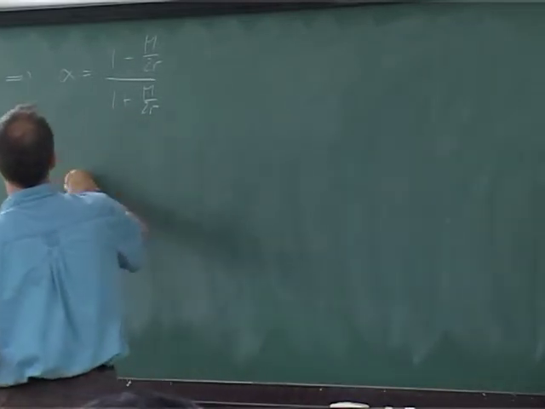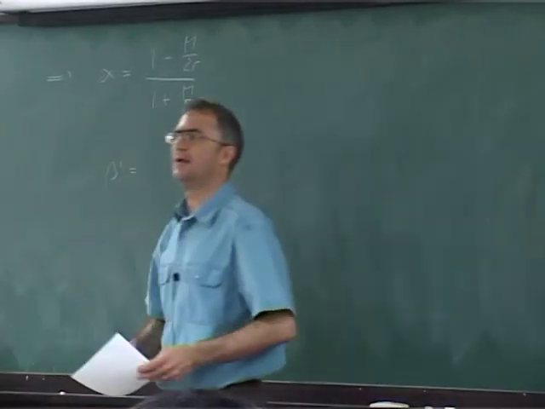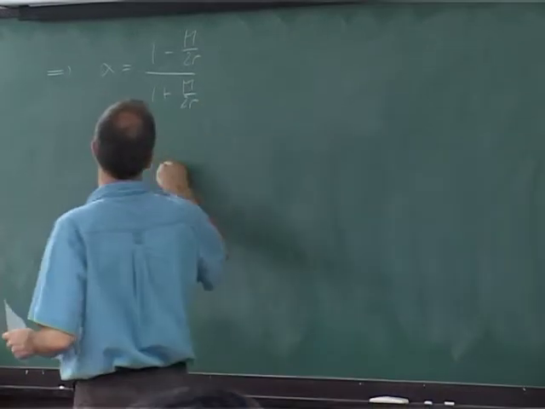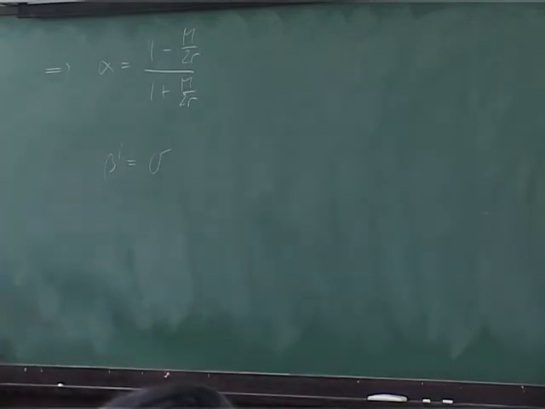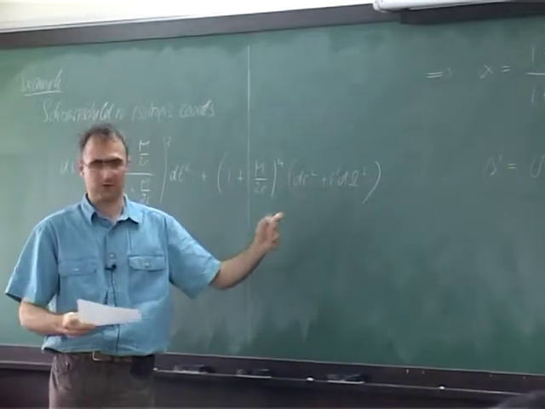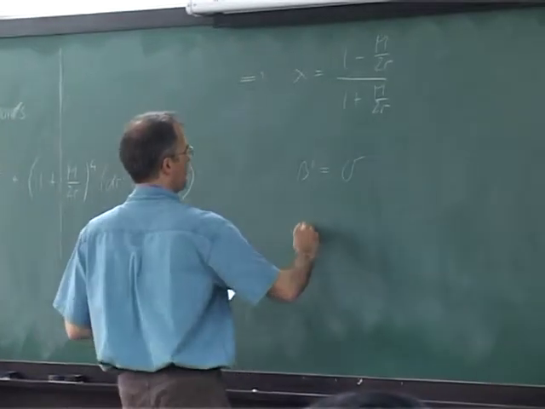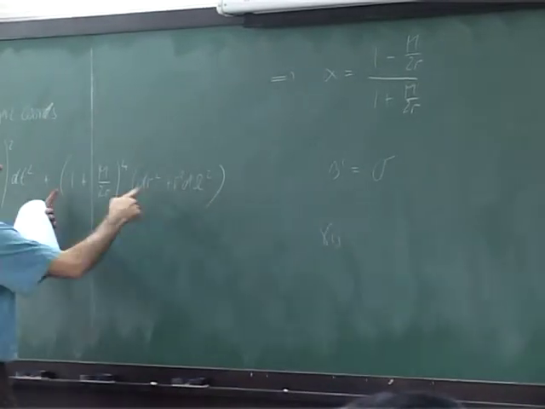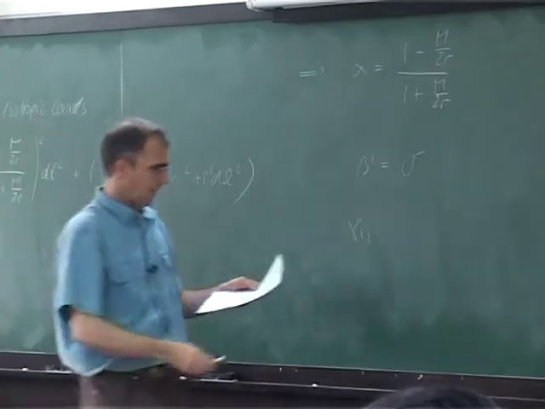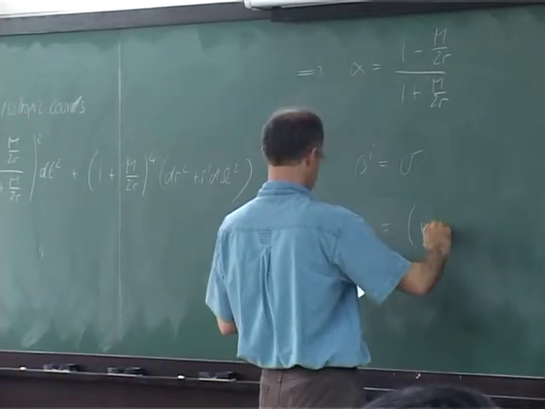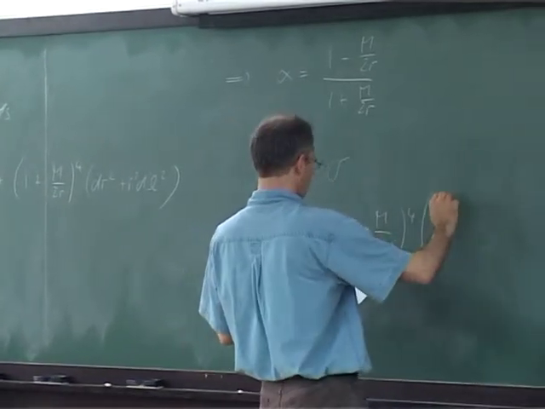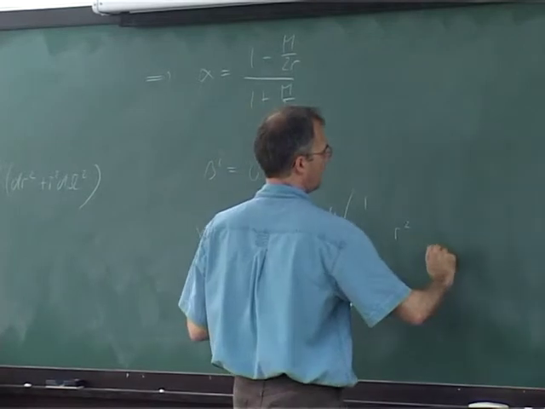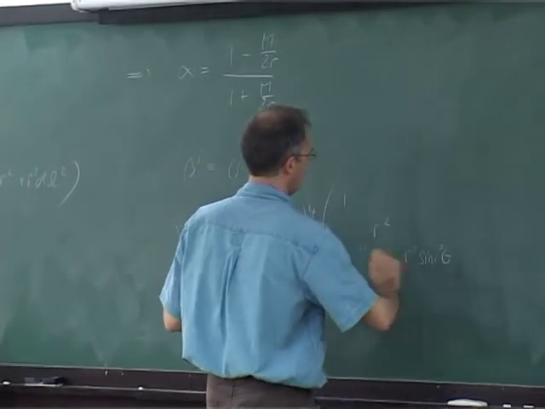What is the shift? Zero, as always. So the shift is zero. There is no mixed space-time component here. What is the spatial metric? Well, it's just this part. We can immediately read that off. And so the spatial metric is (1 plus m divided by 2r) to the fourth, times the flat metric in spherical coordinates, with r squared sine squared theta.